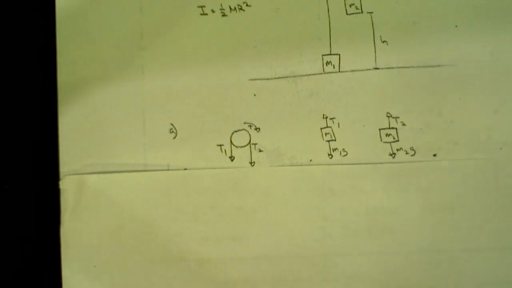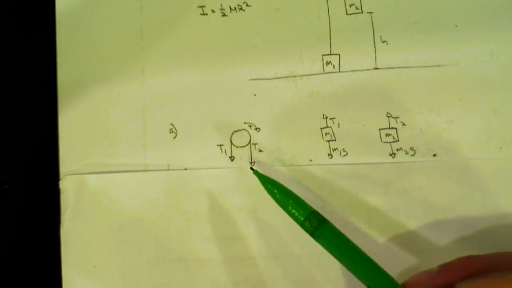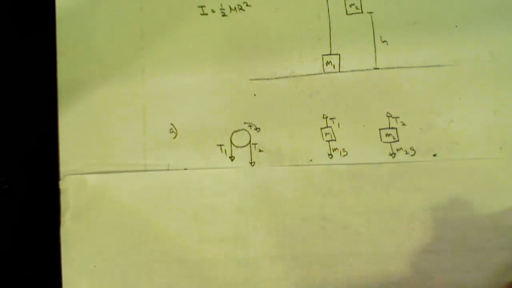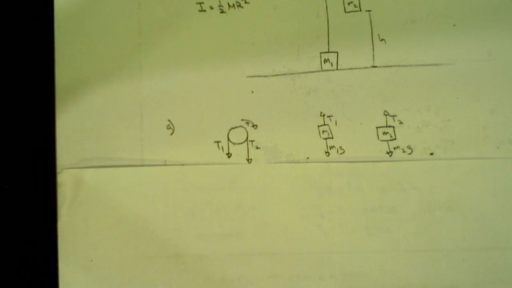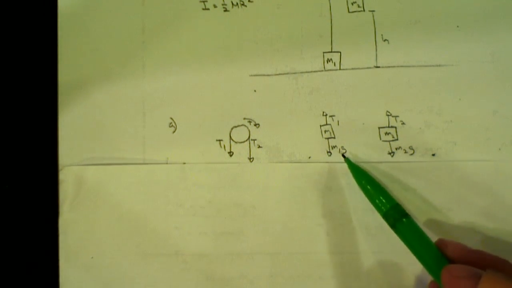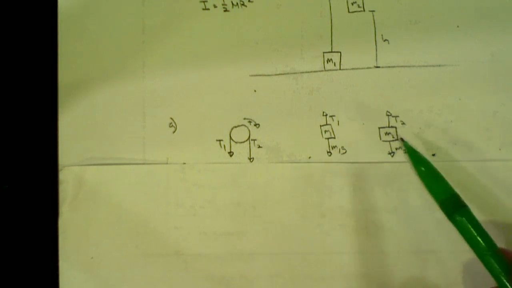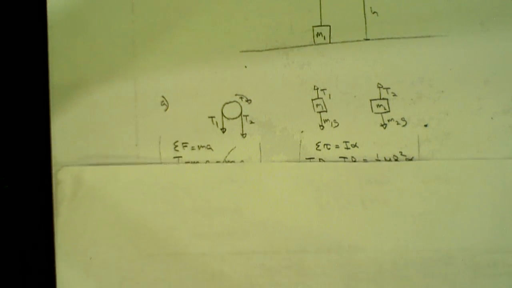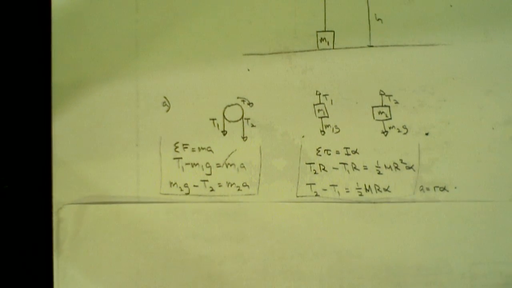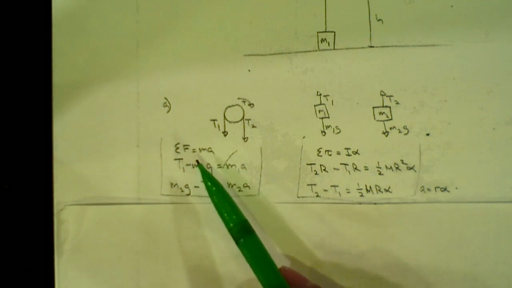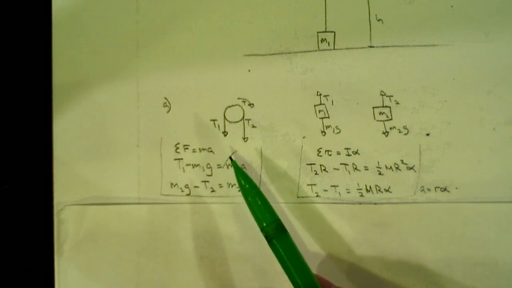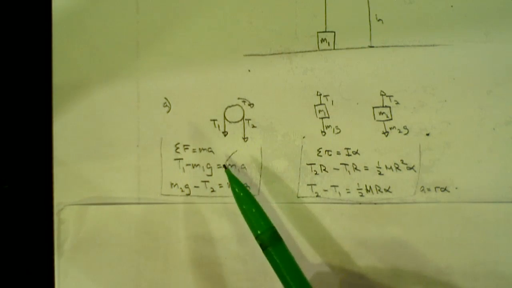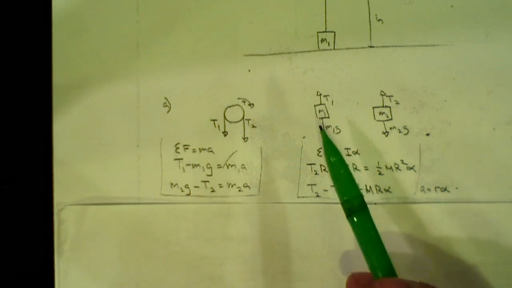Now, if we look at the pulley itself, we have two forces acting on it. We have tension 1 and tension 2, both acting downward on both sides, right? Because of the two masses. And then over here we have the force diagram, so free body diagrams for both masses. It's over here. And then we just write our Newton's second law for both rotational and for linear. So over here we have net force equals mass times acceleration. So this is going to be the net force or the sum of forces on mass 1.